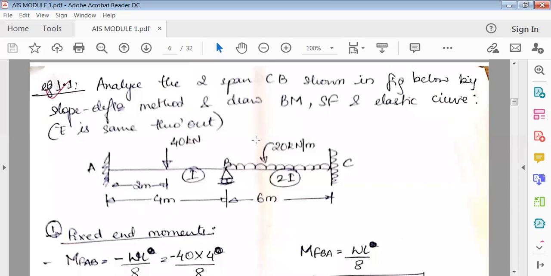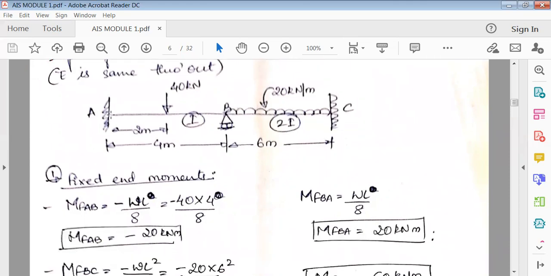In the given problem, they have asked to analyze the two span continuous beam shown in the figure below by slope deflection method and draw the bending moment, shear force and elastic curve of the beam. So this is the given problem. It is A, B and C. It is a double span beam wherein end A is fixed, end C is fixed, and at joint B we have a roller support. So this is a continuous beam.